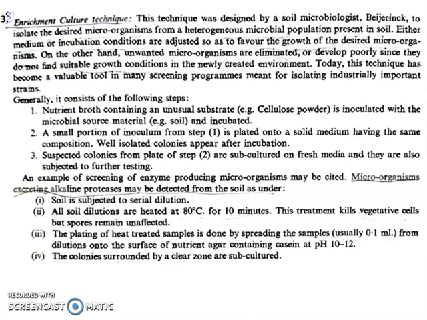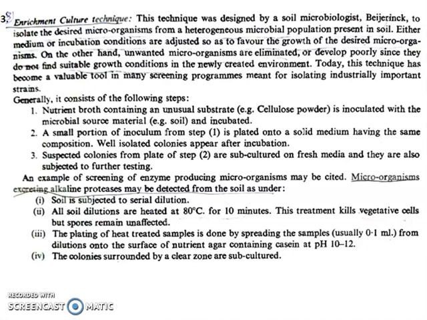Step one is plating on the solid medium, and the second is to subculture it. You can read it; it should be easy to understand. The second example is for an alkaline protease producing microorganism, which we want to find out. For that, the soil is serially diluted. You know that serial dilution, and all the soil dilutions are heated at 80 degrees Celsius for 10 minutes to remove the vegetative cells, so that only the spores remain.